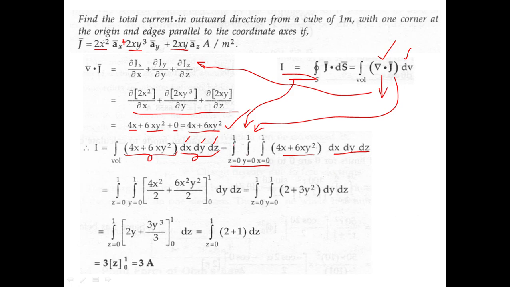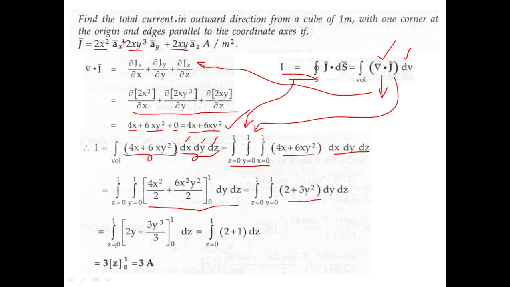So z should vary from 0 to 1, y should vary from 0 to 1, and x should vary from 0 to 1. So if they have given the limits in the problem, then you have to substitute the limits accordingly. Since here the edge is at the origin, we are substituting like this, right? So now integrating only with respect to x, we get this one. So when you solve the integration, this is what you get.